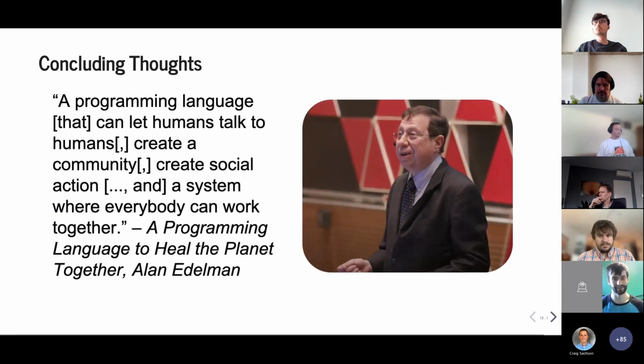And just to conclude with some final thoughts from Dr. Alan Edelman, seen on the right, Turing Award winner for his pioneering work in distributed computing, which he used as the foundation for creating the Julia programming language. He's one of the co-creators. He said in a great talk called "A Programming Language to Heal the Planet Together," a programming language that can let humans talk to humans, create a community, create social action, and a system where everybody can work together. And he's talking about Julia here.